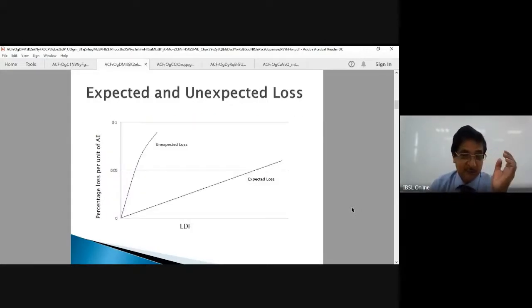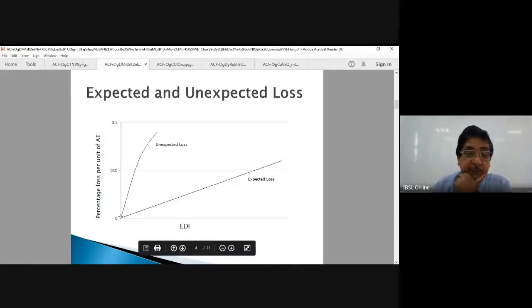Now I just put a graph on that. You can see the graph. It's a straight line for the expected loss. You can see EDF is the expected default frequency. That is on the horizontal axis. And when EDF goes on, you can see expected loss also will go up. But it is in a gradual manner.